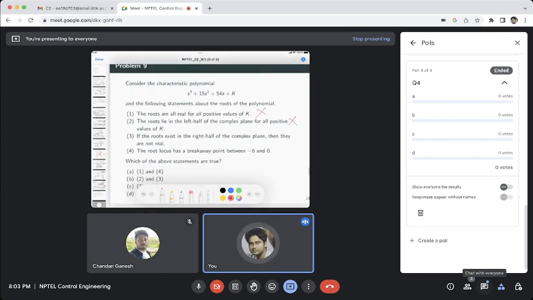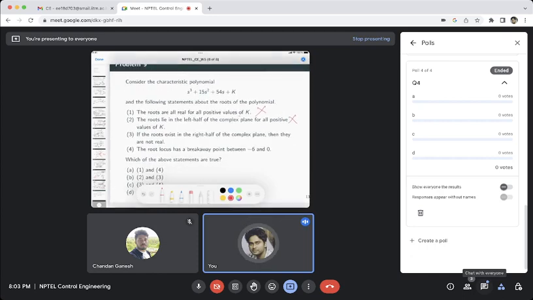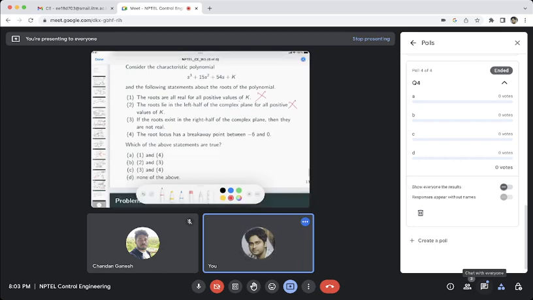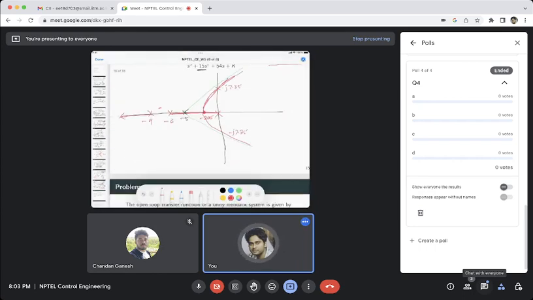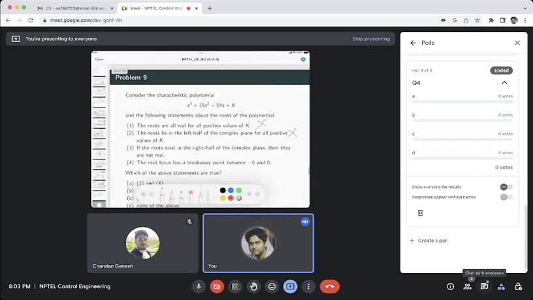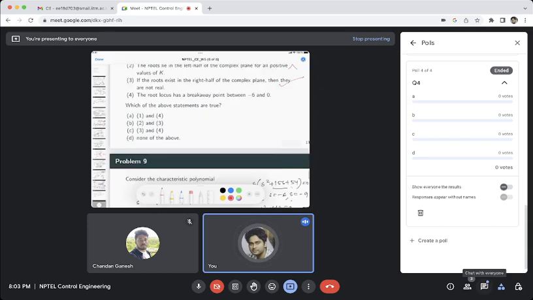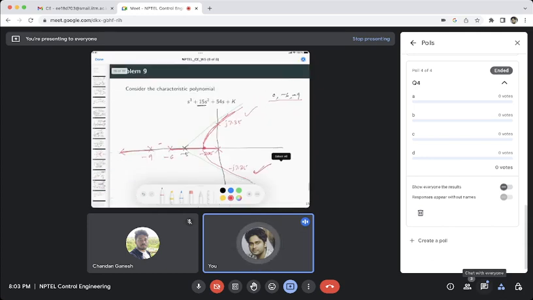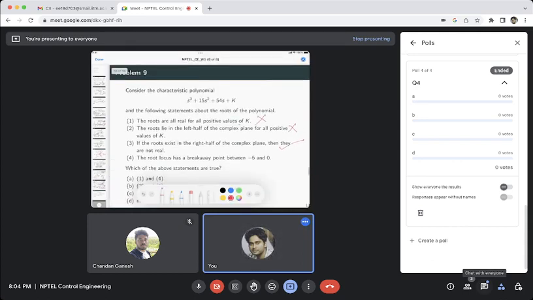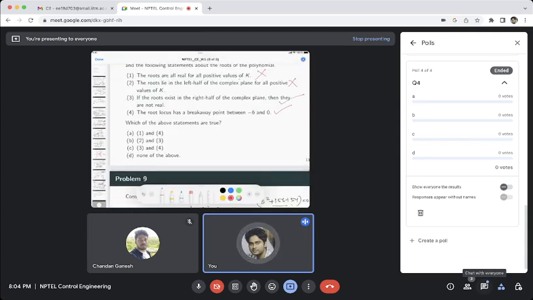If the roots exist in the right half of the complex plane, then they are not real. Okay, you see that in the right half plane the roots are complex numbers, not on the real axis. Okay, so this statement is true. The root locus has a breakaway point between minus 6 and 0. We already calculated that between minus 6 and 0 there is a breakaway point, so it is also true, right? So 3 and 4 are true.